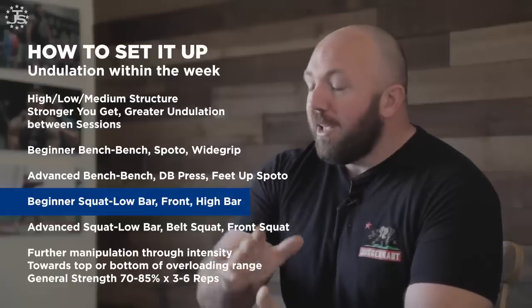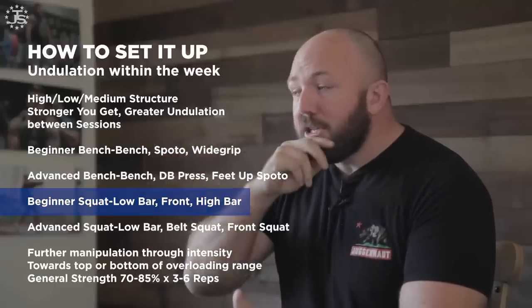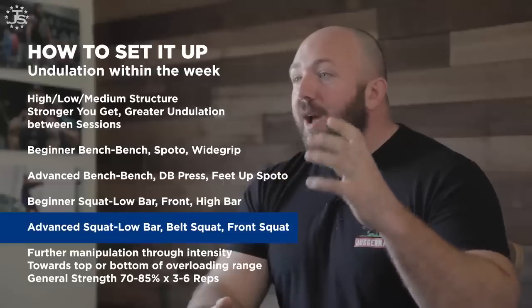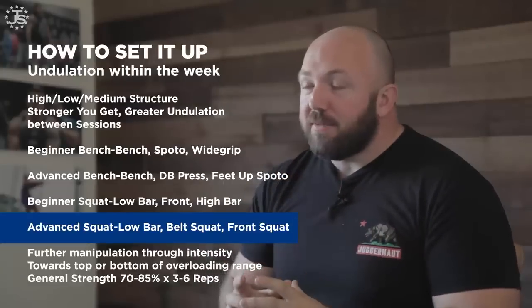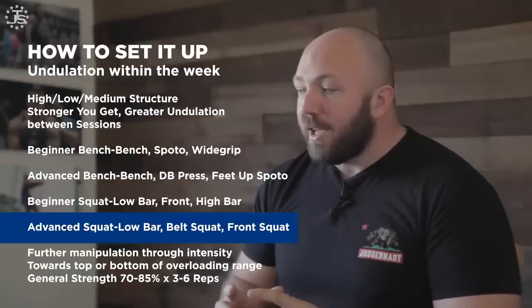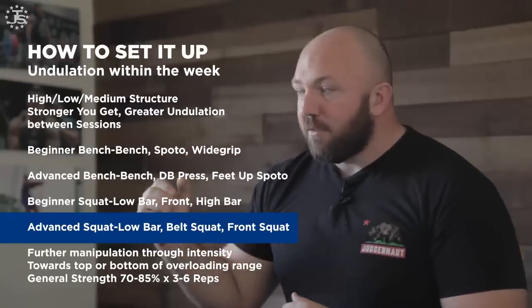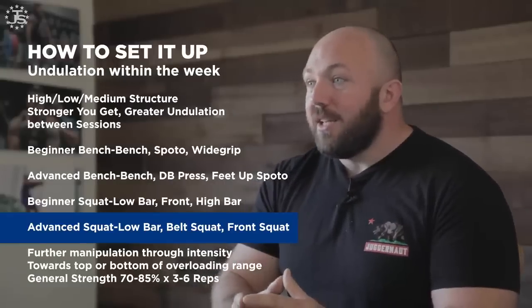So the beginner lifter, maybe low bar, front squat, high bar, not a ton of undulation throughout the week, while the advanced lifter, their low bar squat day is so heavy and so fatiguing that they need to make their low day something much, much less fatiguing, like a belt squat or leg press, maybe a split squat variation. And then their medium day is the front squat.